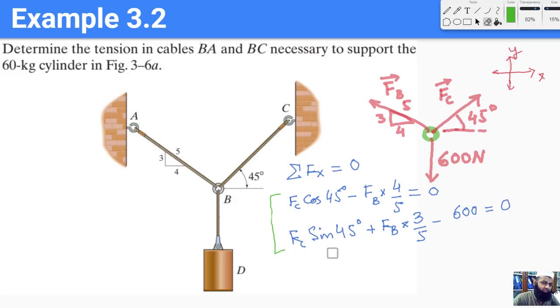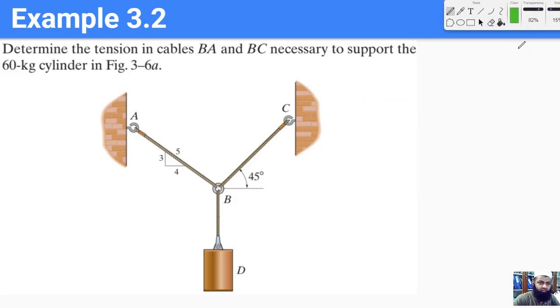Okay, one of the easiest methods is this: because sine of 45 degrees is equal to cos of 45 degrees, we can just subtract the two equations and then we get an equation for Fb. Once we have solved for Fb, we can plug it into one of these equations to find the value of Fc. Okay, so I hope this is pretty clear, nothing very fancy here.